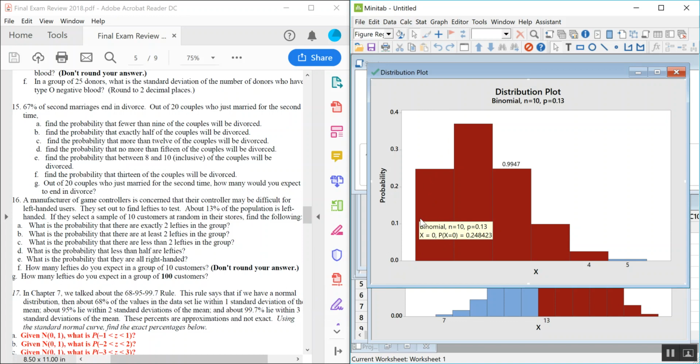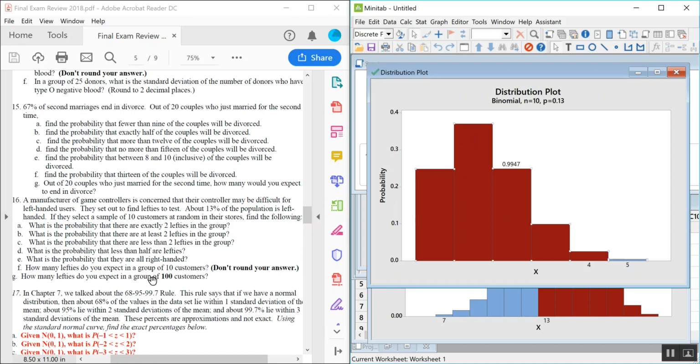And then how many lefties do you expect? That's finding the mean. Remember, expected value means mean. So I just do 10 times 13%, or 1.3 lefties in the group of 10. So 1 is probably the most common. And hello, look who's the tallest box. It's 1. Fun fact, it matches.